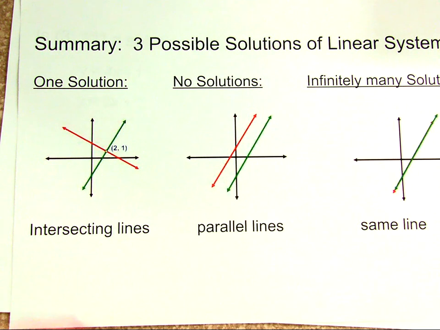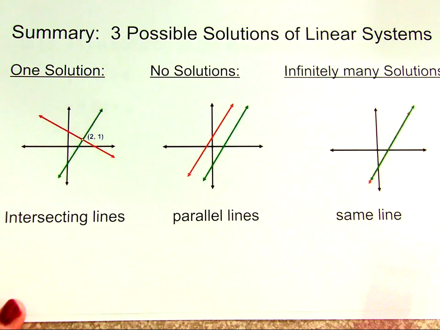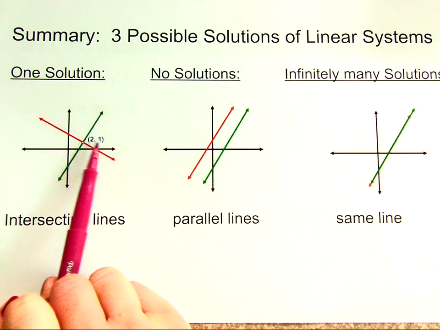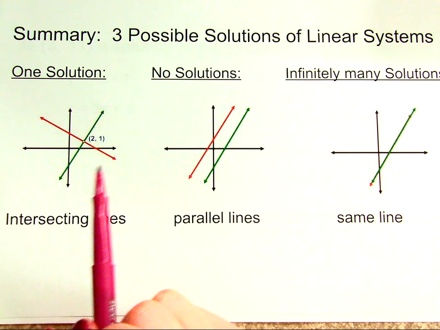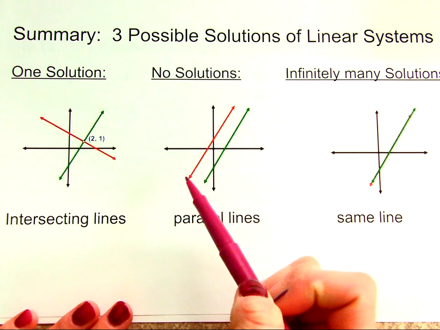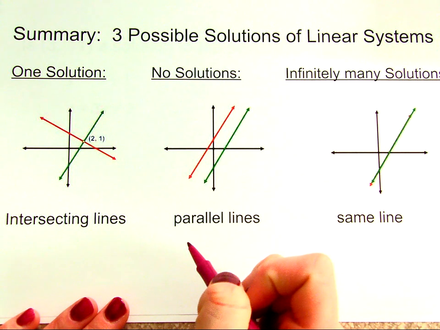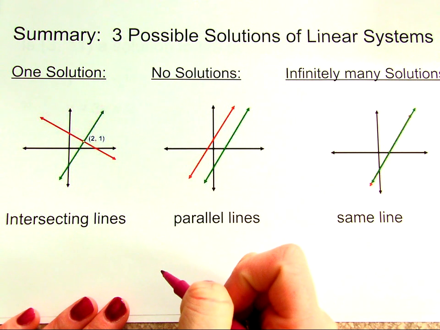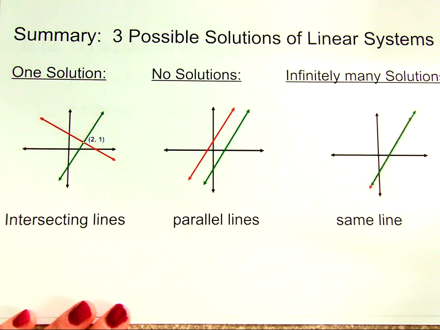So we can summarize the 3 different solutions we've just looked at. One solution, you have an ordered pair, the lines intersect once. Okay. No solution, your lines are parallel. Okay, so this means you have the same slope, different y-intercept. Infinitely many solutions, the lines intersect everywhere, they're essentially the same line, meaning same slope and same y-intercept.